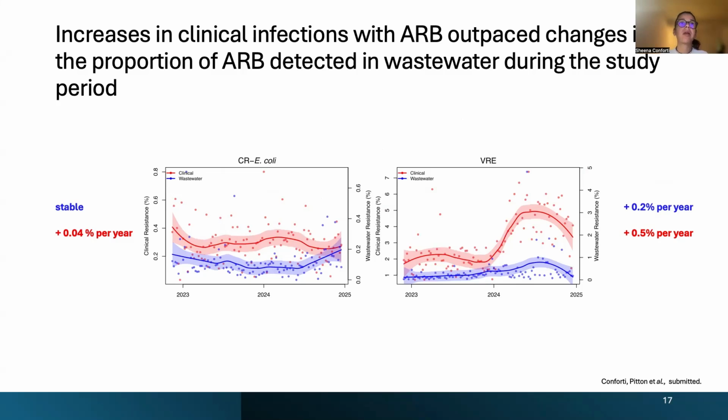So for carbapenemase-resistant E. coli on the left, we observe an increase in the clinical data of 0.04%, but it remains stable in wastewater. And for VRE, we observed a higher increase in the clinical data compared to the wastewater, in blue. And so this means that the percentage of resistant infections increases faster compared to the percentage of resistant bacteria in the wastewater.